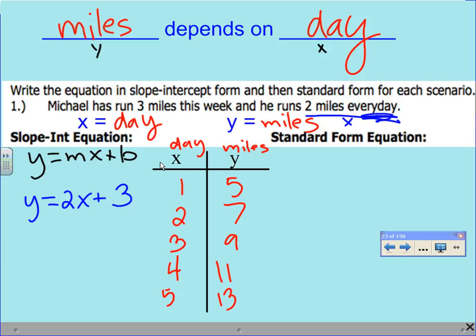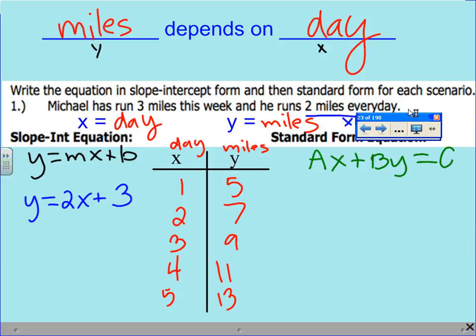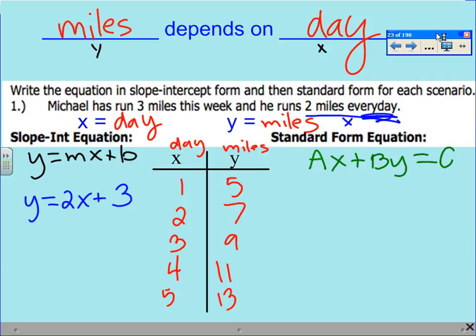All right, standard form. Will, without looking, what is standard form? Good job. AX plus BY equals C. I want you to write that form down. And then underneath that, I want you to rewrite y equals 2x plus 3, which is our slope-intercept form.